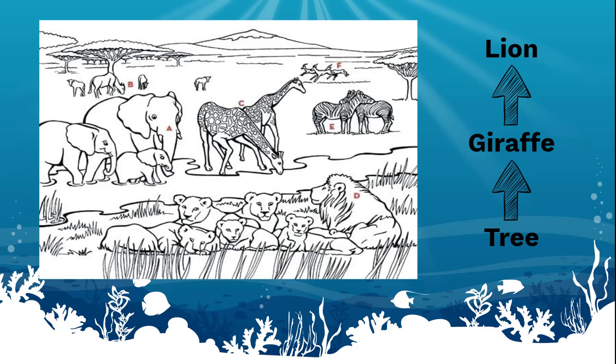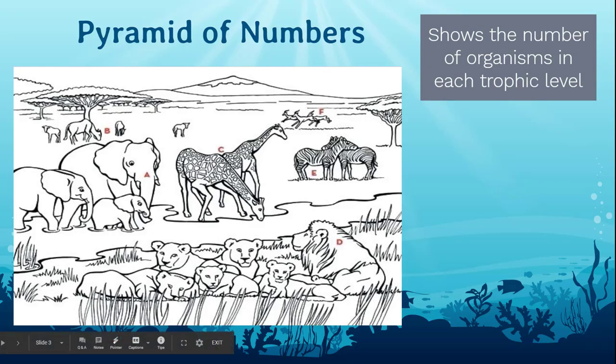Now, this food chain doesn't fully represent everything we see in the picture. Even if we got rid of all of the other animals that are in this picture, we have many different amounts of lions and giraffes and trees. So when we're trying to explain an ecosystem better, we're going to use something called a pyramid of numbers that shows the number of organisms in each trophic level. To do this, I first need to figure out how many we have. So in this picture, we have 3 trees, we have 2 giraffes, and we have 7 lions.